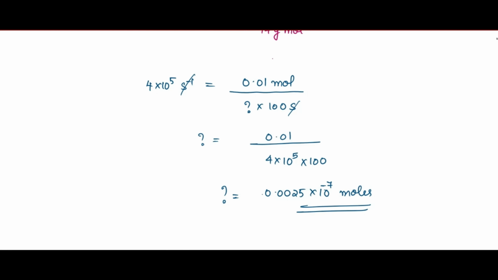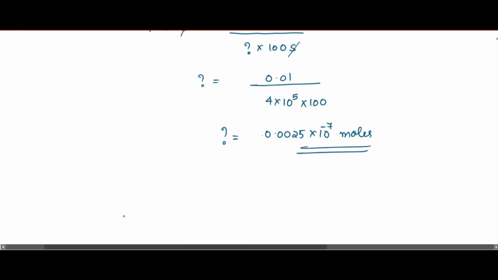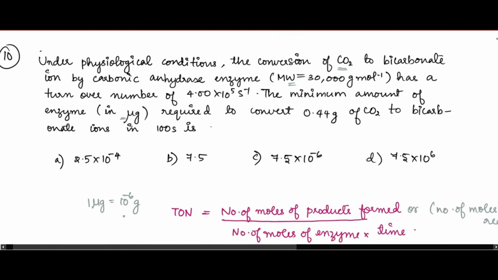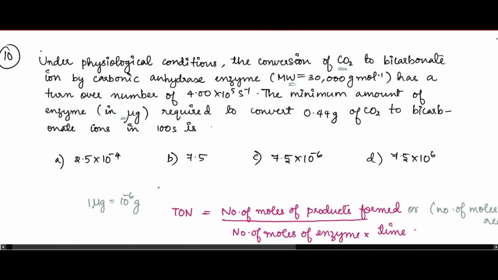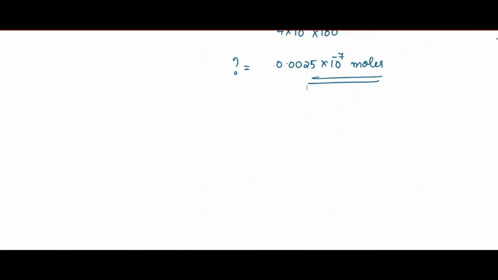Now, what is the question? They have asked us to find the mass in micrograms. Mass in micrograms, we have got only the number of moles. So you have already been given the molecular weight of the enzyme. Micrograms question. So let's try. 0.0025. So this is the number of moles of enzyme. You need to find the mass. What does mole equal to? 0.0025 into 10 to the power minus 7.